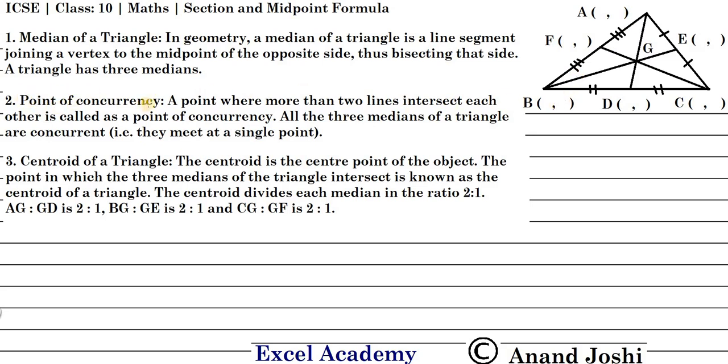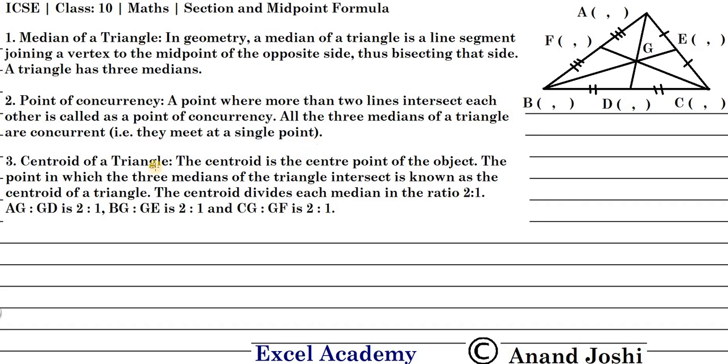Now, what is point of concurrency? We all know what is point of intersection. If two lines which are not parallel and lie in the same plane, then they will intersect at a point. That is called as point of intersection. But that is true only for two lines. What about three lines? What about four lines, five lines? If there are more than two lines, they may or may not intersect at the same single point. So the point of concurrency can be defined as a point where more than two lines intersect each other.